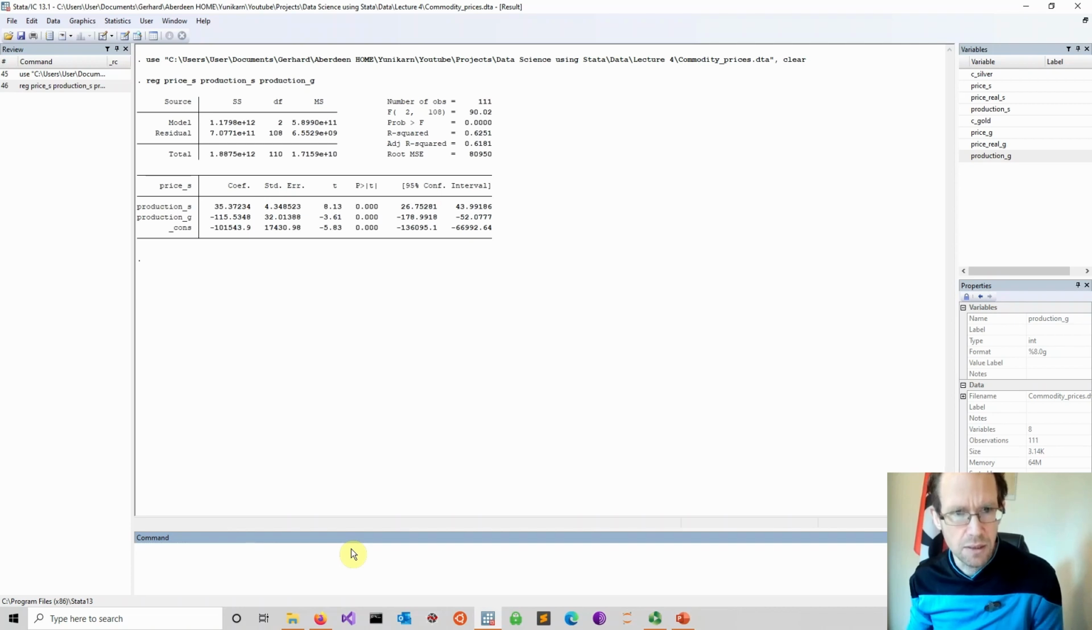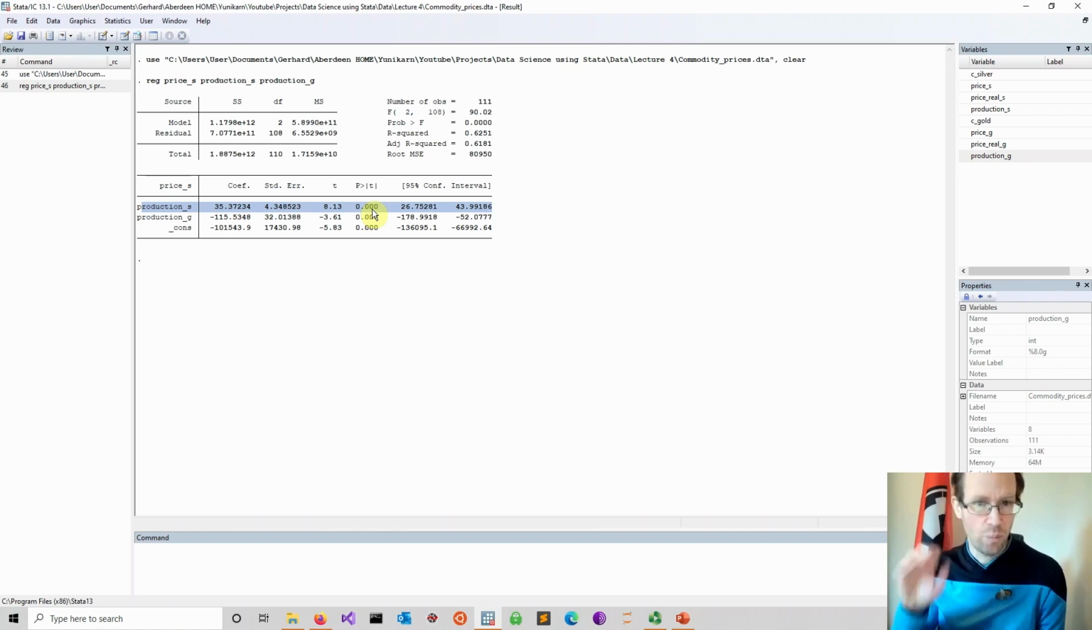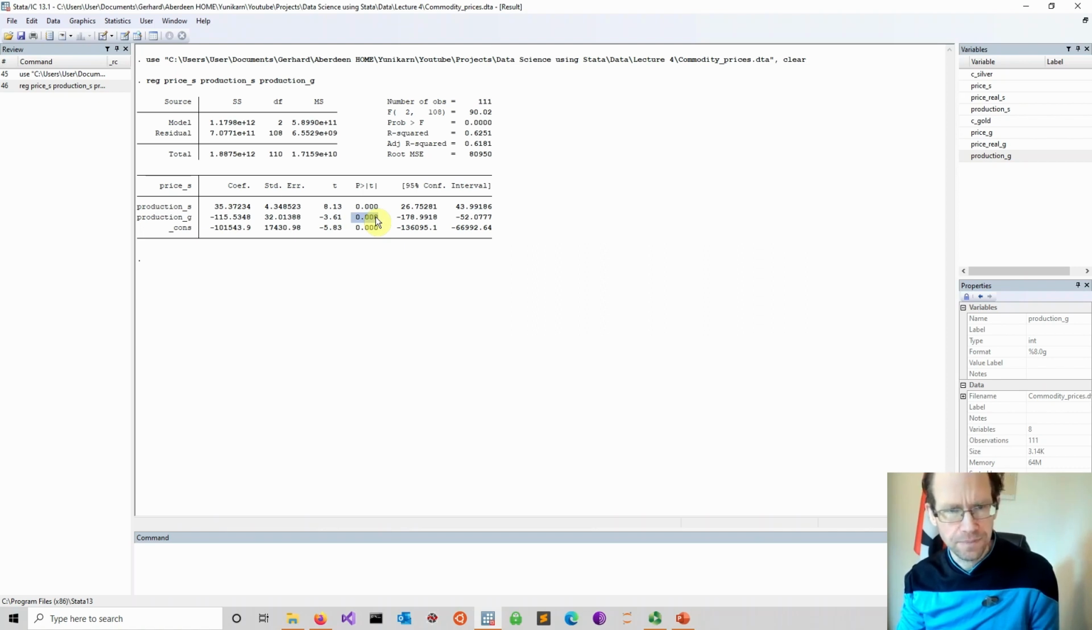If you execute that, you see that I can explain roughly about 62%, which is pretty good, isn't it? And you see that silver production has a positive and significant impact on silver prices. Again, if you don't remember anymore, go back to the video on regression analysis. Production of gold has a negative impact, which is interesting, which is also significant. So your first impression would be that both of these production measures are significant, but they go in opposite directions.